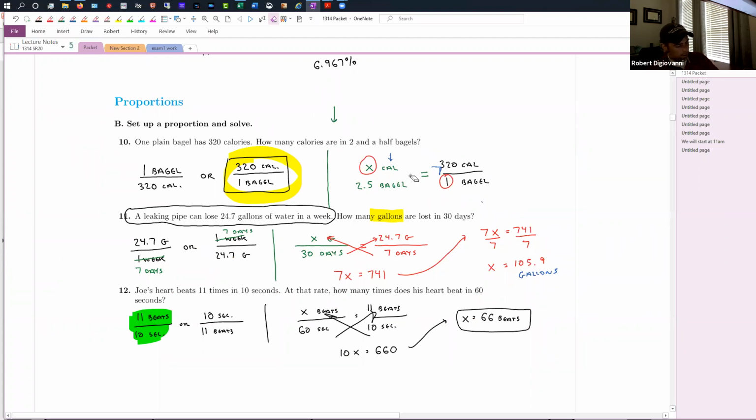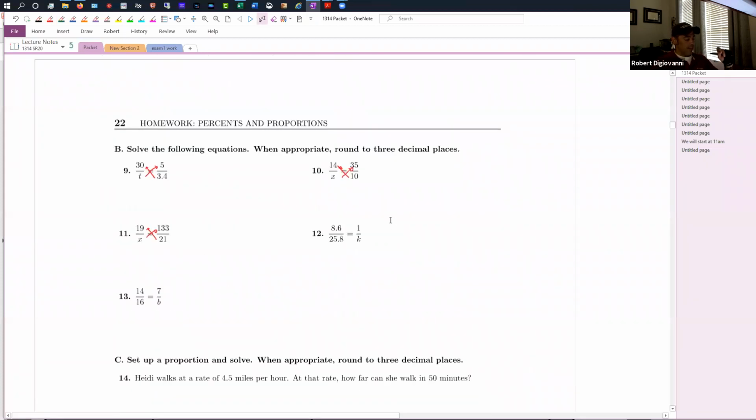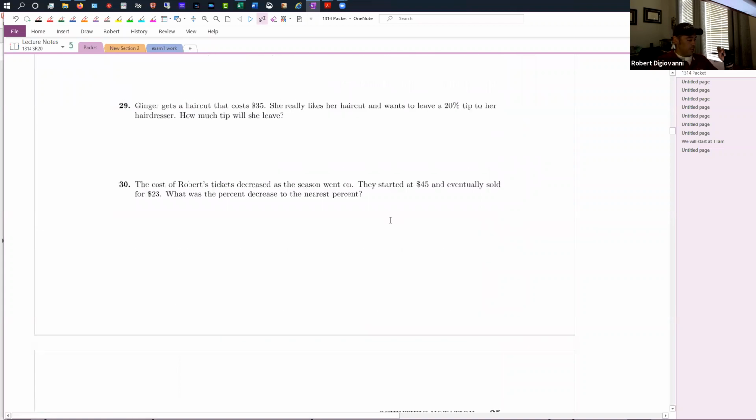Okay, so if you look at this, what we did is we started out with what we were looking for, calories over bagels. And then on the right-hand side, we put the same thing, calories over bagels. But the difference in the problem was that we had an equal sign. And because we had an equal sign, we wanted the same thing on top and bottom. These problems are different because we don't have an equal sign. What we have is multiplication.